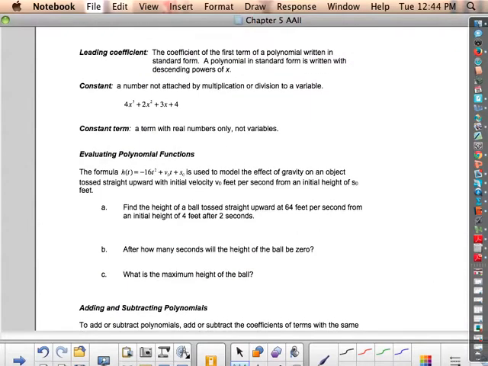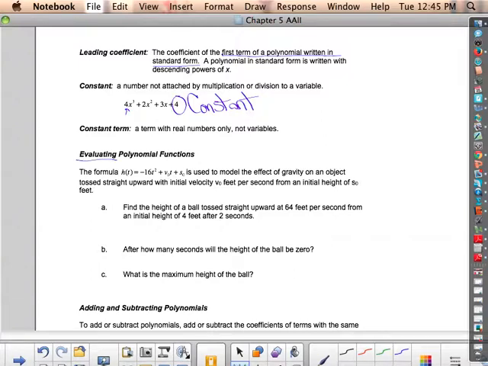The leading coefficient is the coefficient of the first term of a polynomial written in standard form. So you want to make sure your polynomial is written in standard form, and then your leading coefficient will be the number attached to that first leading variable. The constant is a number that's not attached to a variable. We mentioned that on the last page. So 4 in this case is the constant. The constant term is a term with real numbers only, no variables.